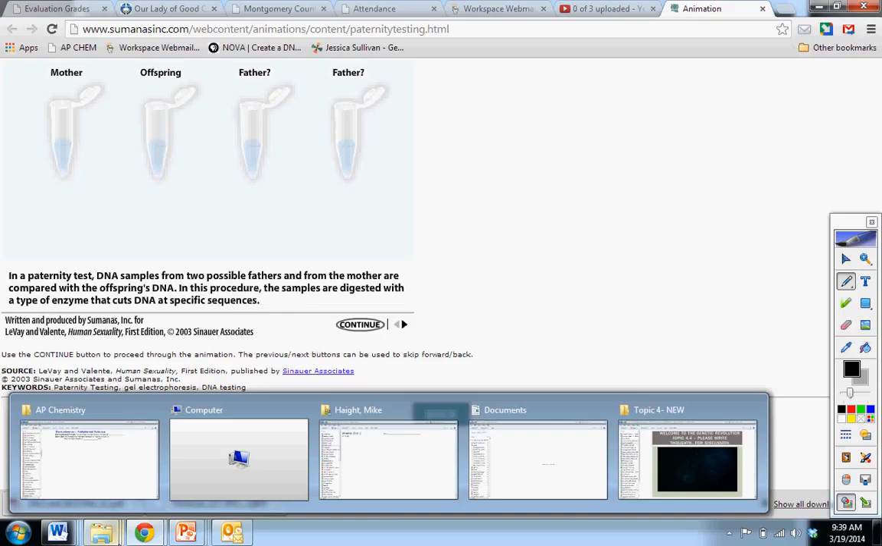What is compared in the paternity test? DNA samples from 2 possible daddies.